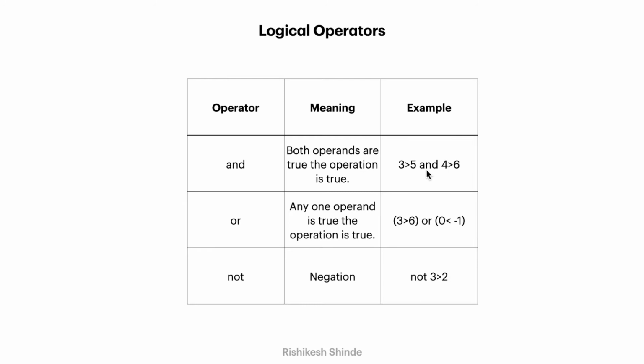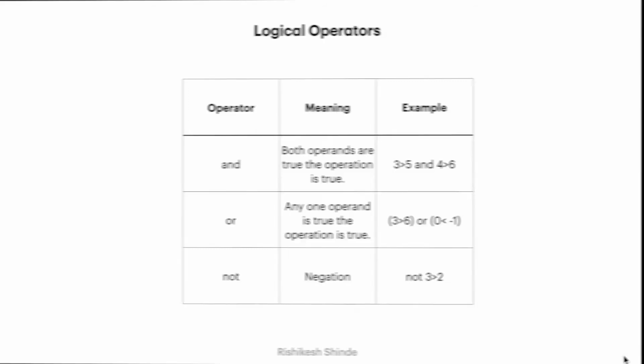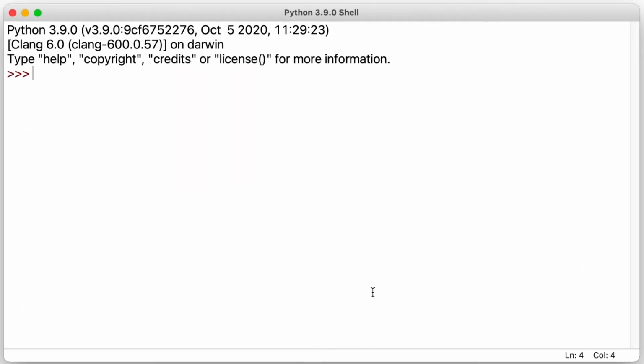How can we use them? For using the AND operator, we simply write AND between the left operand and right operand. For using the OR operator, we simply write OR, and for the NOT operator, we write NOT. Let us see how they work in the Python shell. Here I have opened the Python shell. Let us see how AND, OR, and NOT operators we can use.